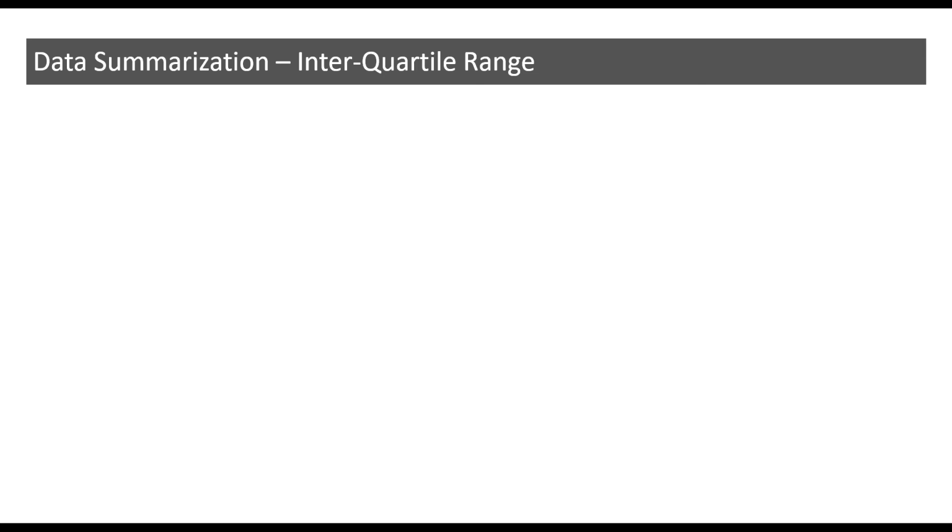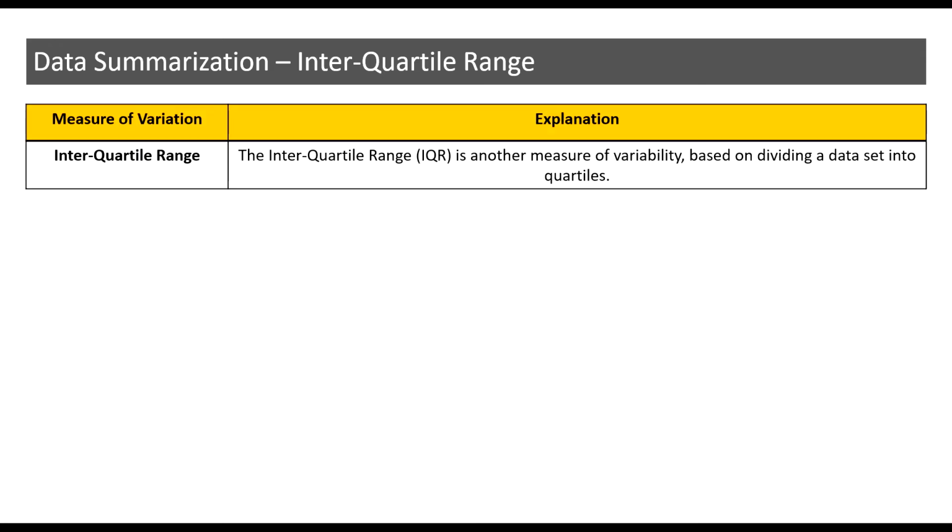In the previous video, we were looking at standard deviation. Another way to measure dispersion or variability in the data is interquartile range. What is the interquartile range? The interquartile range, or the IQR, is another measure of variability based on dividing datasets into quartiles. Let us now explore and see what we mean by quartiles.